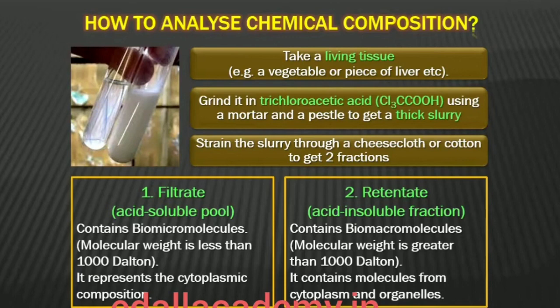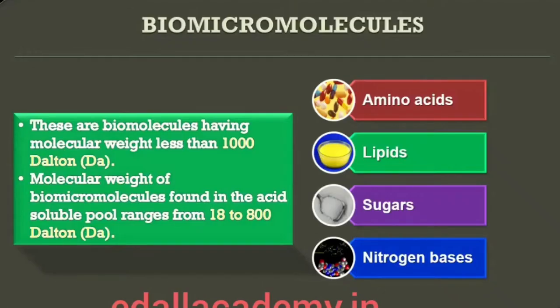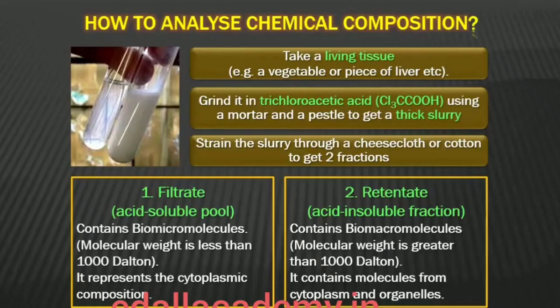These classes of compounds, with the exception of lipids, have molecular weight in the range of 10,000 daltons and above. For this very reason, biomolecules, the chemical compounds found in living organisms, are of 2 types. One of those which have the molecular weight less than 1000 dalton are usually referred to as micromolecules or simple biomolecules, while those which are found in acid insoluble fraction are called macromolecules or biomacromolecules.